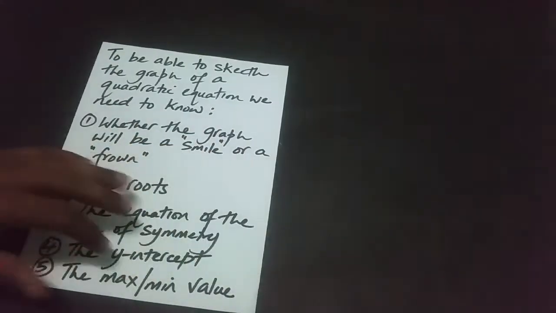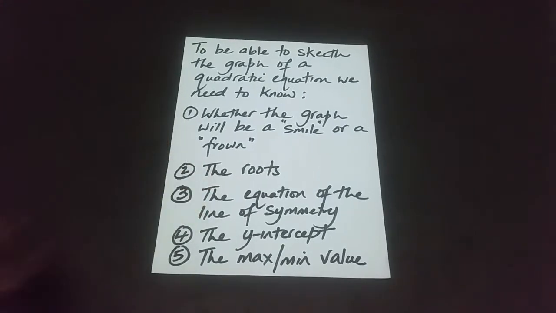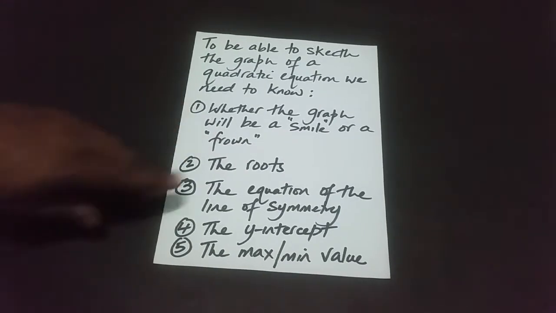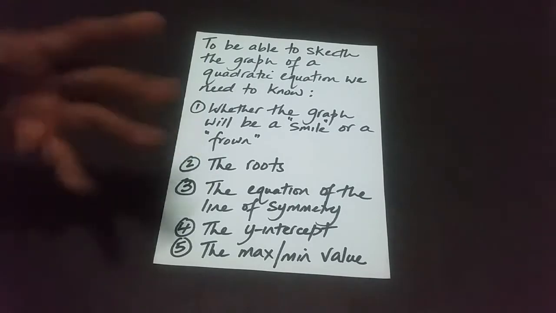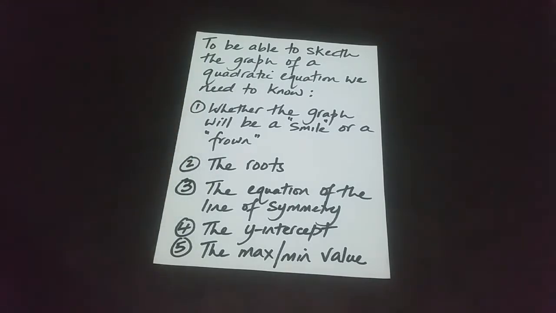Now, to be able to sketch the graph of a quadratic equation, we need to know, one, whether the graph will be a smile or a frown, and the sign of a, whether it's negative or positive, will tell us that. In fact, if a is positive, you're going to get a smile, and if the value of a is negative, you're going to get a frown. And again, you're going to understand what we mean by that very soon. Now, it says we need to know 5 things in order to sketch the graph of a quadratic equation. One is whether it's going to be a smile or a frown, depending on the sign of the value of a.